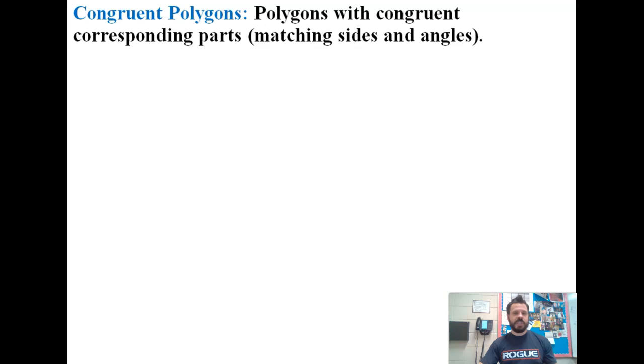Our formal definition of congruent polygons is polygons with congruent corresponding parts. They're matching sides and angles. If two polygons are congruent, all their corresponding or matching sides will be congruent, as well as all their corresponding or matching angles.